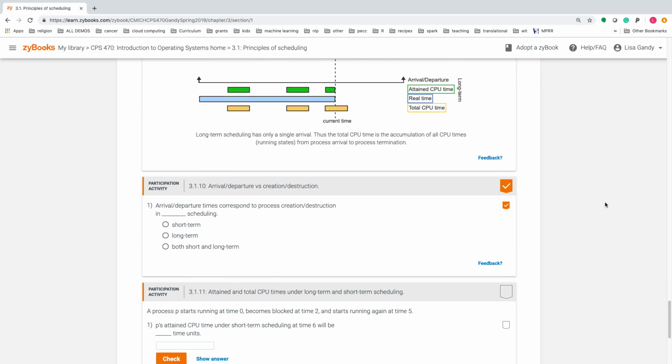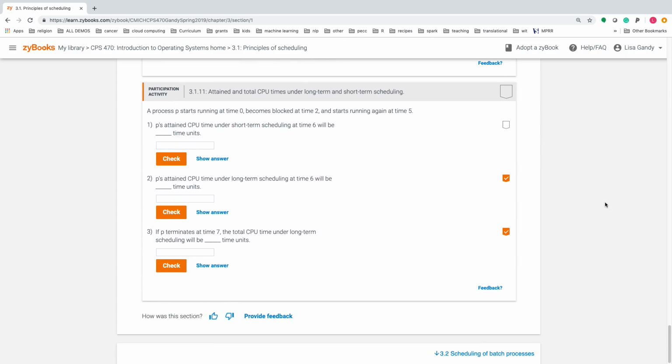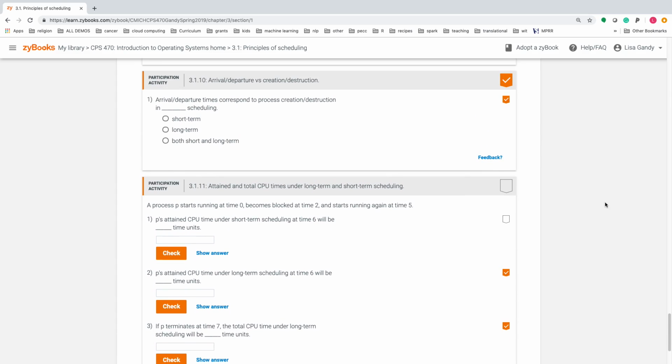Okay. And then we just have some activities, so let's do these. Arrival departure times correspond to process creation destruction in what scheduling? Short, long term? Yes. No, it's long term. Sorry, did you say short term? I'm sorry. Long term. So under long term scheduling, a process has a single arrival and single departure. In short term, it's when it came on the ready list and when it left, and that happens over and over, right? Because it's going on and off the ready list as it's being blocked and suspended, different things happening.